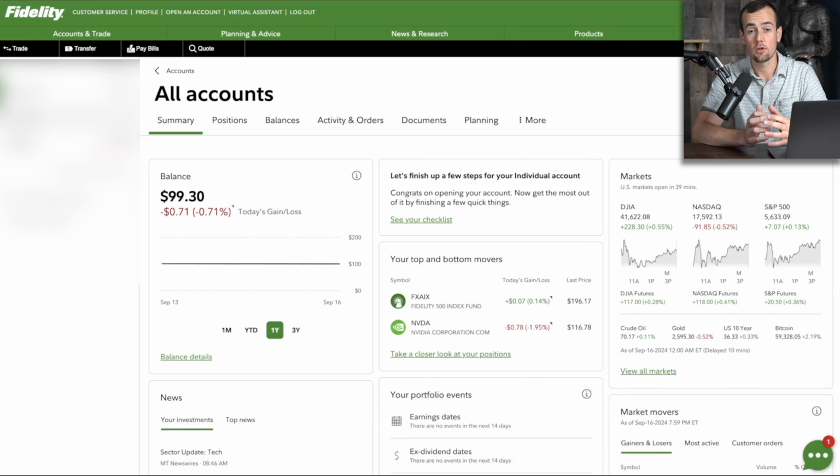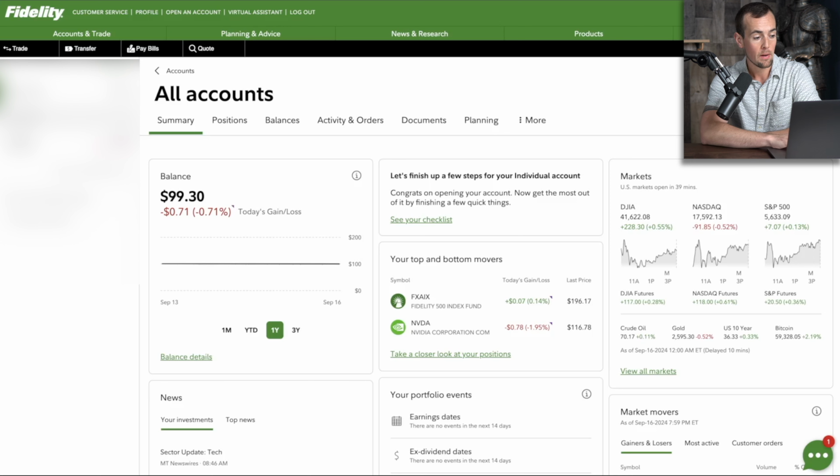Alrighty guys, so now we're going to jump into the Fidelity desktop platform just to show you what that interface looks like, and we're also going to go through a couple of the different research features. But the first thing I want to do here is just give you an overview of the homepage when you log into your Fidelity account, and this will be the same login that you created earlier on in the tutorial.